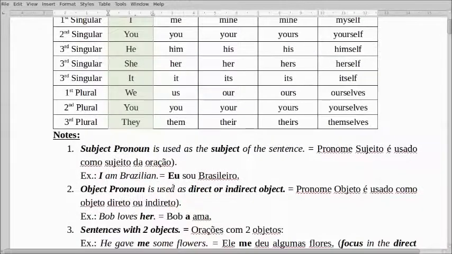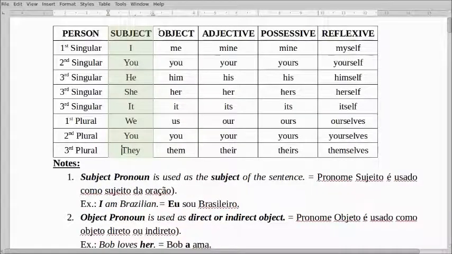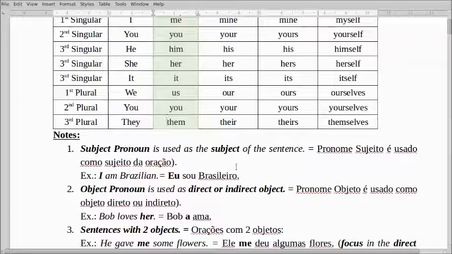Object pronoun is used as direct or indirect object. Pronome objeto é usado como objeto direto ou indireto. Então, nós usamos essa segunda coluna. We use the second column. For an example, Bob loves her. Bob a ama. Caso é objeto de quem Bob ama, ok?